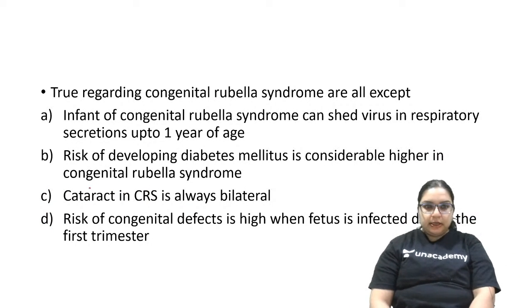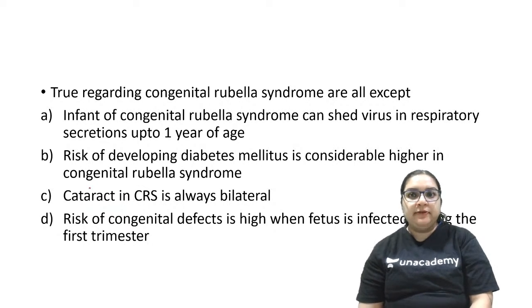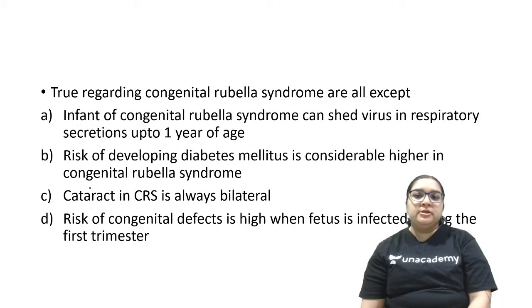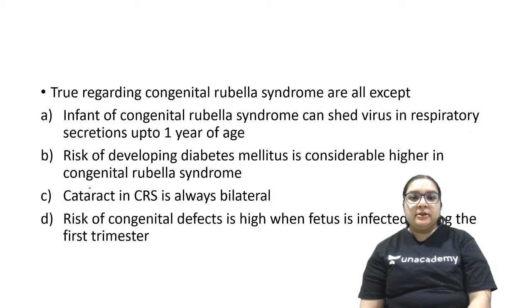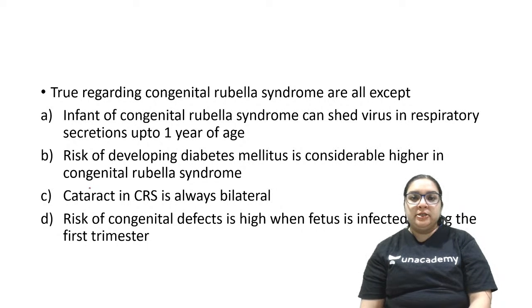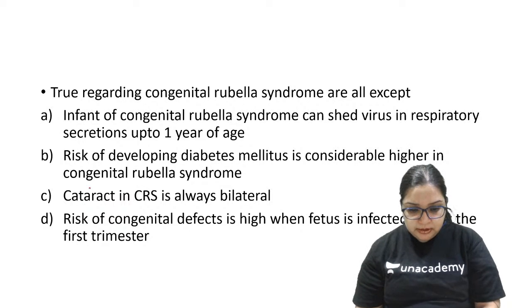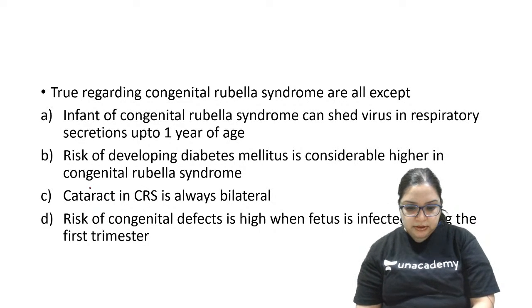Now let's solve this. True regarding congenital rubella syndrome are all except: infant of congenital rubella syndrome can shed virus in the respiratory secretions up to 1 year of age; risk of developing diabetes mellitus is considerably higher in congenital rubella syndrome; cataract in congenital rubella syndrome is always bilateral; and risk for congenital defects is high when the fetus is infected during the first trimester. Very good options, although lengthy, but they are very good options.